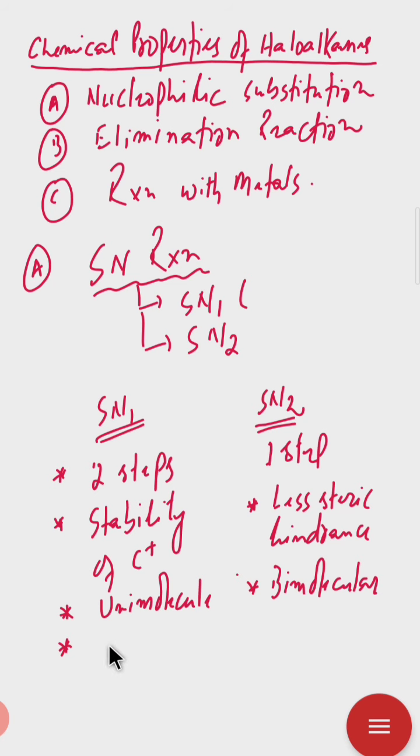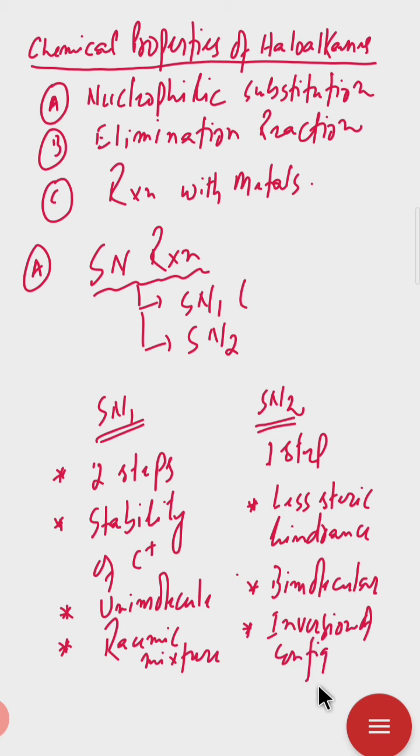One very important point of difference between SN1 and SN2 is in terms of stereochemistry. In SN1, a racemic mixture is formed, and in SN2, inversion of configuration takes place. So let me explain by giving an example for SN1 and SN2.